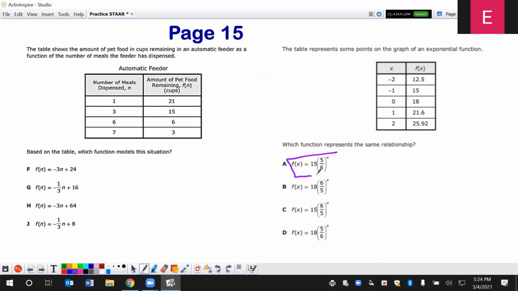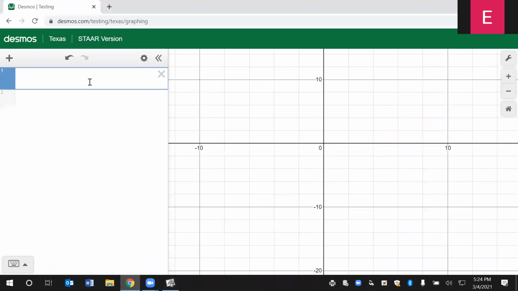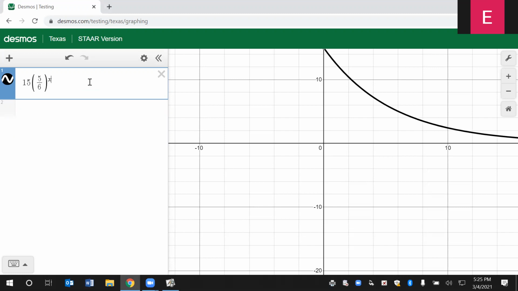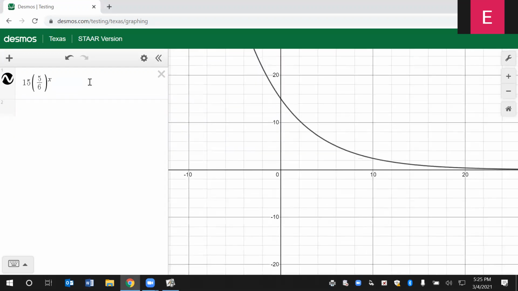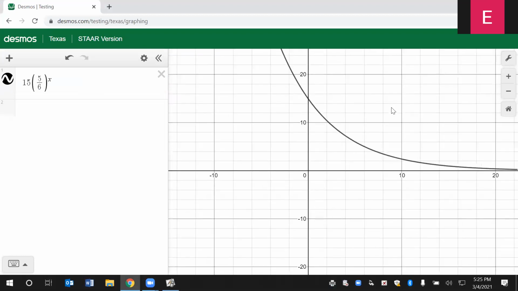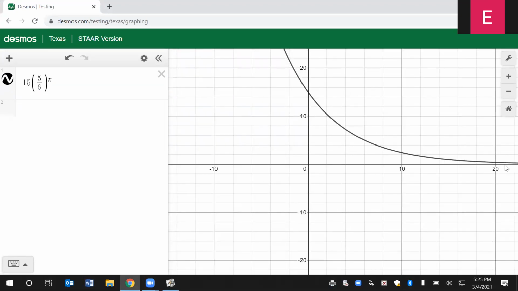You could type all this into decimals or just starting from the equal sign. After the equal sign, it doesn't matter. So I'm just gonna copy, I'm just gonna type this into decimals. 15 times 5/6 raised to the x power. And so here's my graph. You can see that it is going down and it intersects the y-axis right here at 15.